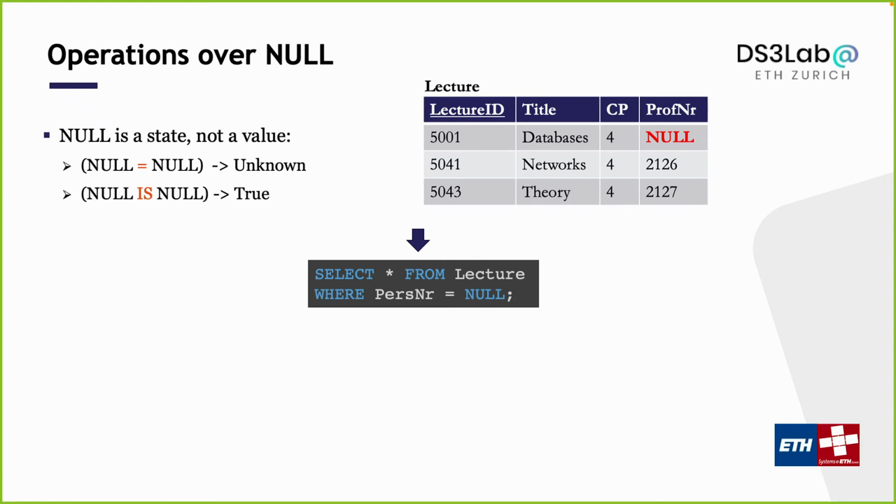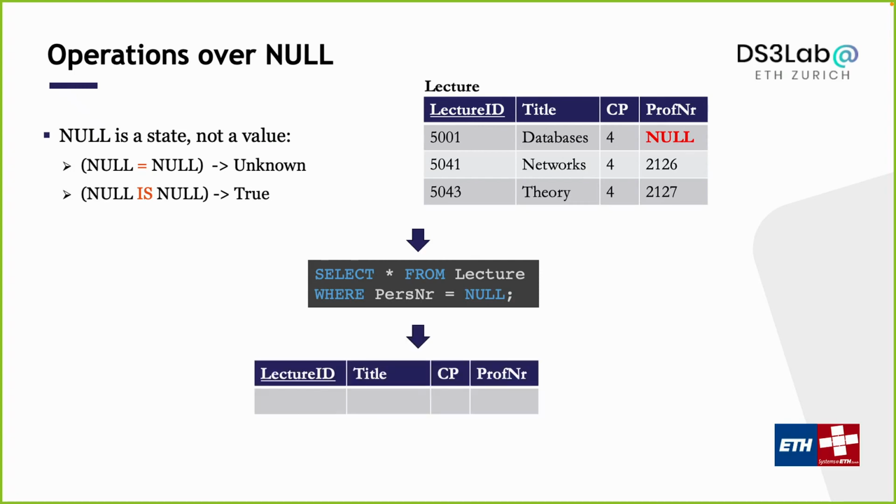This one gave you pretty much nothing, right? Because personnel number equals null will always give you unknown. You could put a whole bunch of things into null, but some of them are true, some of them are false, I don't know. What if you want to say, okay, I really want to have the first tuple? What should you do?